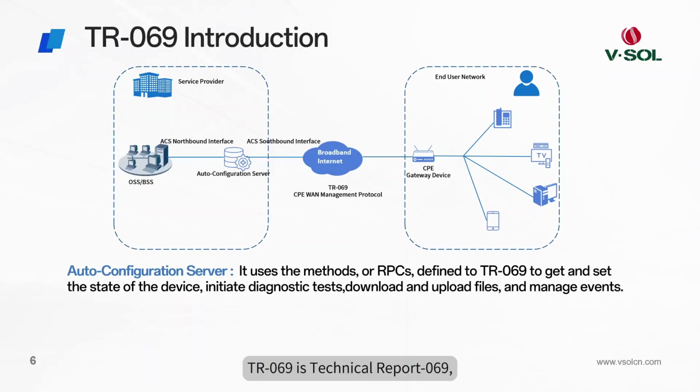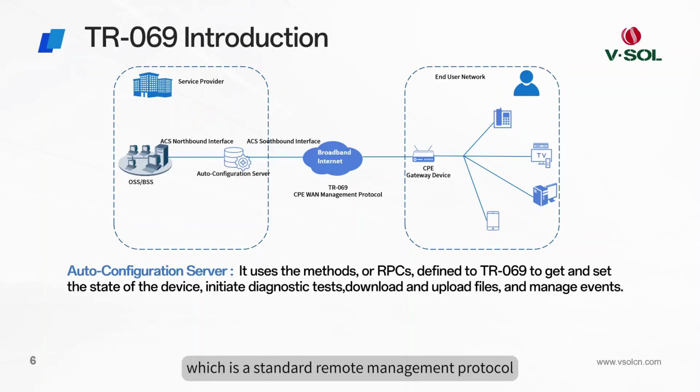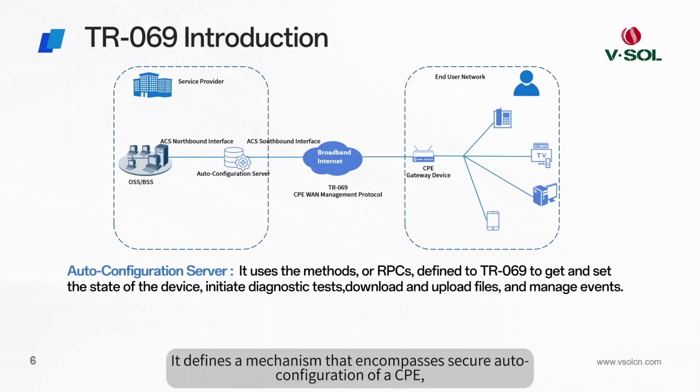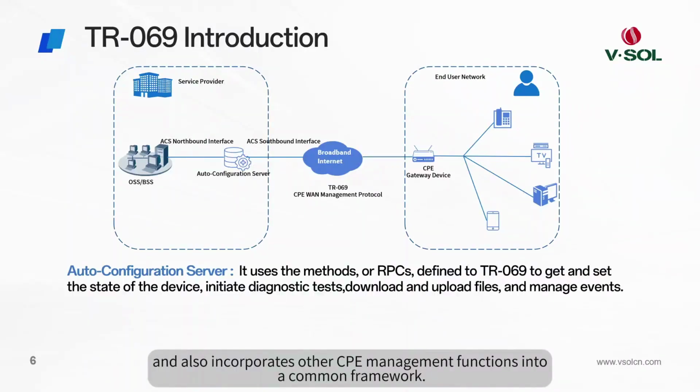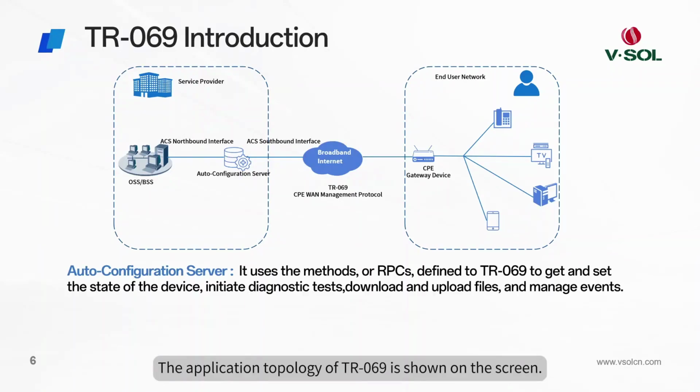TR-069 is Technical Report 069, also known as Customer Premises Equipment Wide Area Network Management Protocol (CWMP), which is a standard remote management protocol between a CPE and Auto Configuration Server (ACS) developed by the Broadband Forum. It defines a mechanism that encompasses secure auto-configuration of a CPE and also incorporates other CPE management functions into a common framework. The application topology of TR-069 is shown on the screen.